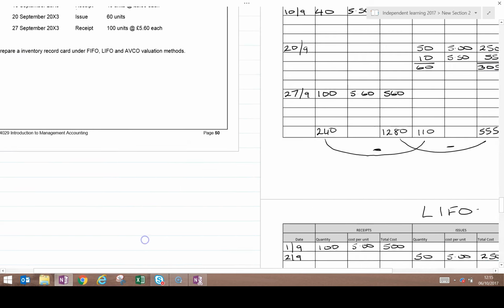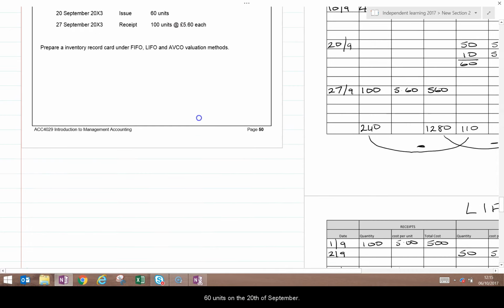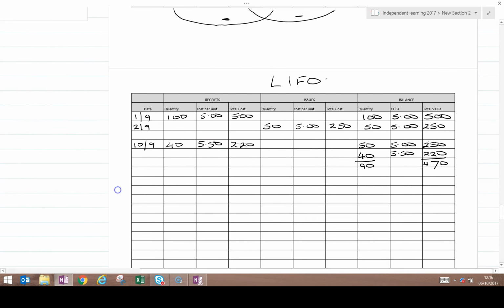Now we have an issue. 60 units on the 20th of September. Before we write that in the issue column, let's just have a look at our balance. We're issuing 60 units. We're doing last in, first out. So our last delivery was this delivery of 40, where we paid £5.50. So we're going to issue those first. Last in, first out. Those 40 units have just come in and now they're going out again.